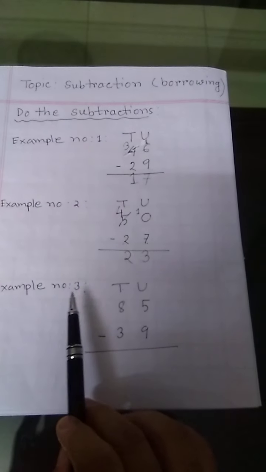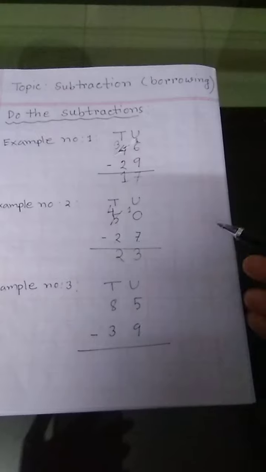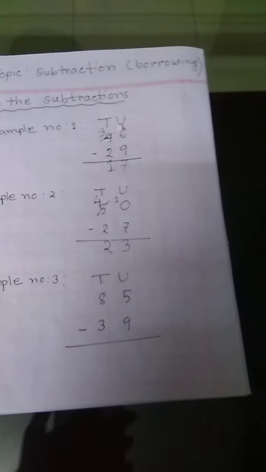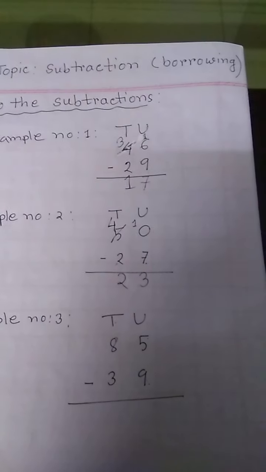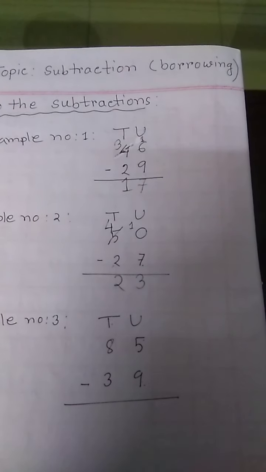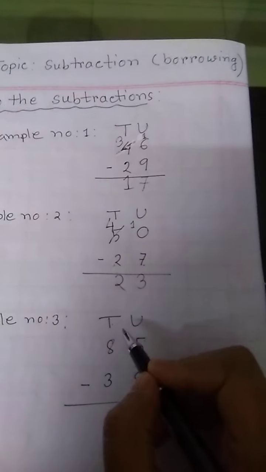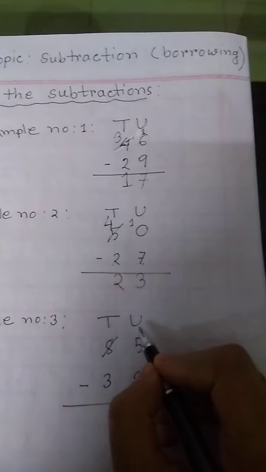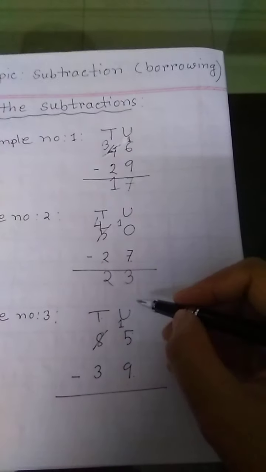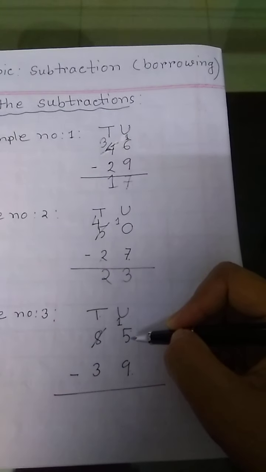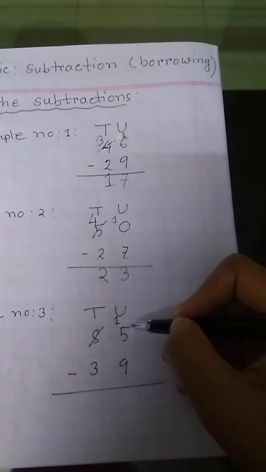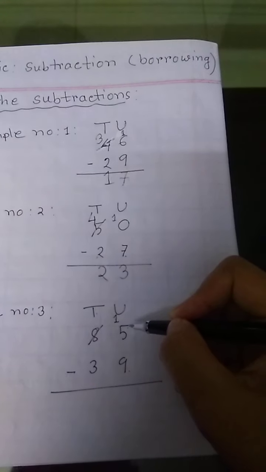Now example number 3. 5 and 9. The same thing. 5 is smaller than 9. So what can we do? We have to borrow 1 from 8 tens and place it over here. Now we will assume 1 and 5 together make 15. Here is 9, here is 15. So we can subtract 9 from 15 easily.